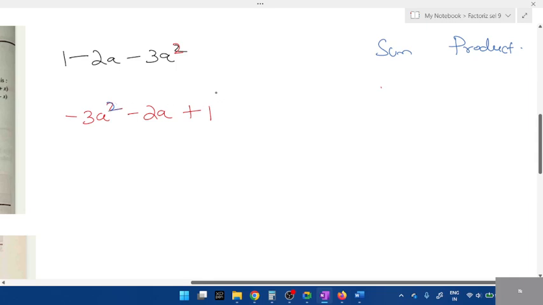First step. Okay, next. The first one, degree 2, shouldn't have negative. It should always be positive. So to make it positive, what do you do? Convert all the signs. 3a square, make it positive. Minus 2a, see, just change their sign. Minus 2a becomes what? Plus 2a. Plus 1 becomes minus 1.